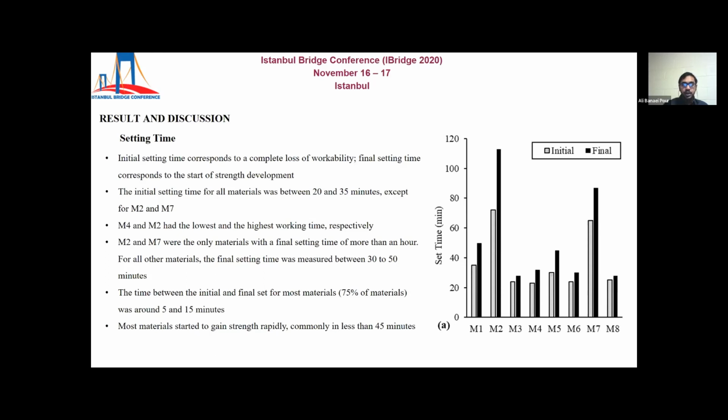The time between the initial and final setting time for 6 out of the 8 materials was around 5 to 15 minutes. Most of these materials started to gain strength rapidly, actually in less than 45 minutes.